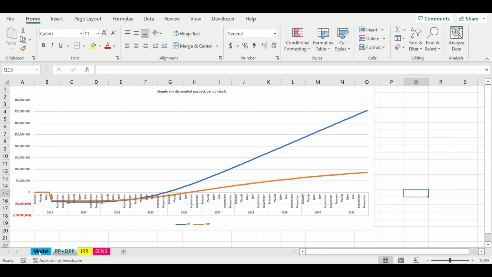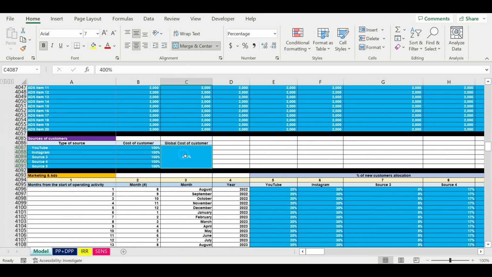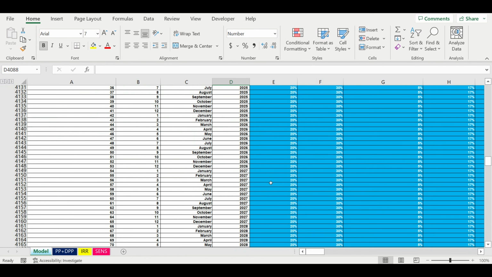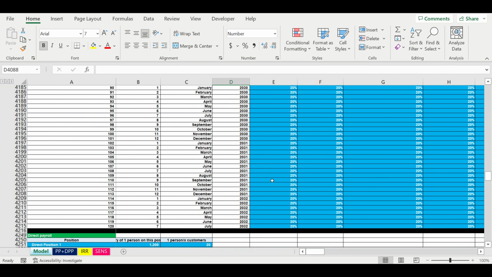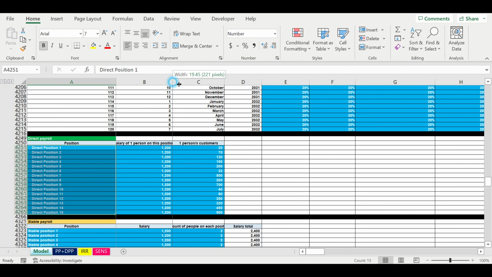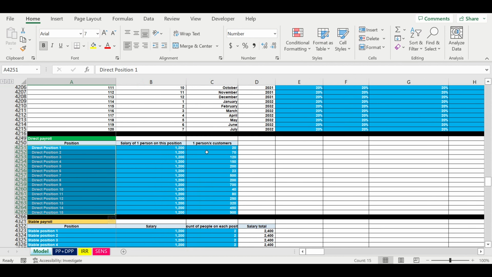So, and this is also very helpful when you are building different scenarios for your business partners and so on. So then, when we describe direct marketing and advertising expenses, we are moving to direct payroll. So this payroll depends on how many customers do we have at the moment.